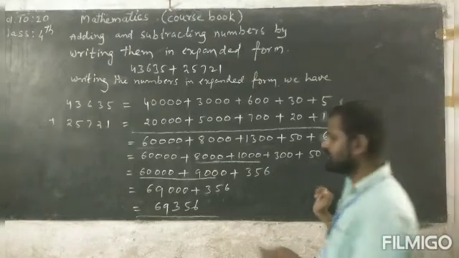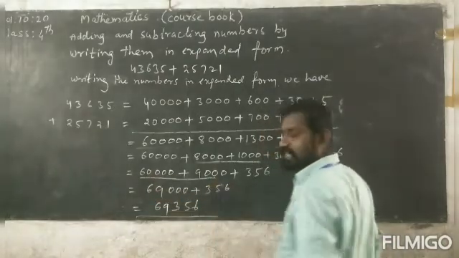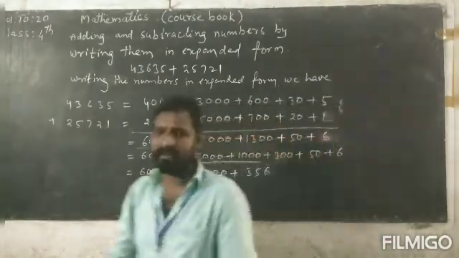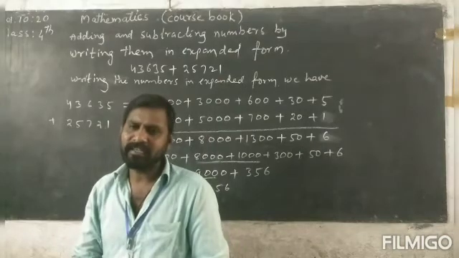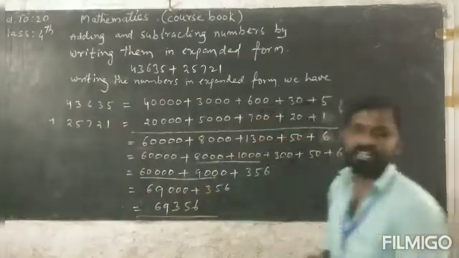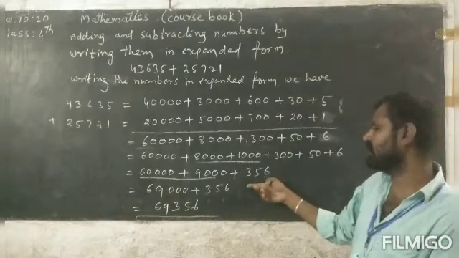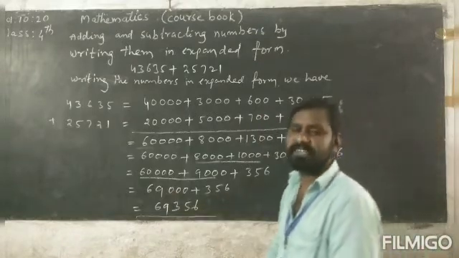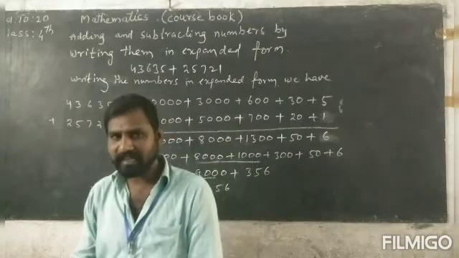So now next, this is the thousands period. The thousands period has 2 places, the thousands place and the 10,000 place. You can add 10,000 and 1,000. What do we get? 69,000. So plus you can add 356. You get 69,356. Did you understand, everybody?